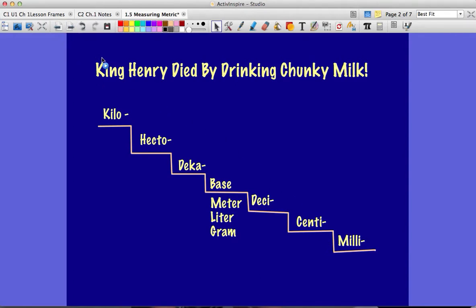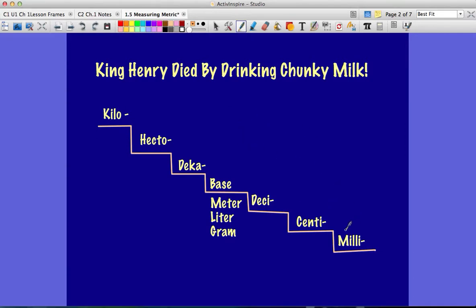So when we're working with these stairs, like I said, the further down you go, the smaller the unit of measurement gets, and when you go up, the bigger the unit of measurement gets. When we're going from stair to stair, you can imagine there's 10 in between, not 10 stairs, but 10 units. So there are 10 milliliters in a centiliter. There are 10 centiliters in a deciliter.